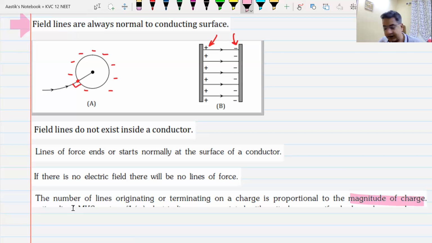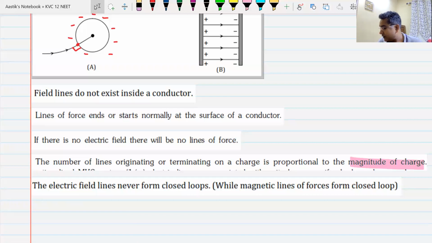Telling you the same thing in different ways with the help of a diagram. I think I have already shown that electric field lines never form closed loops. They are always open. Why do we say they are open? Because they start from a positive charge and they end on a negative charge.